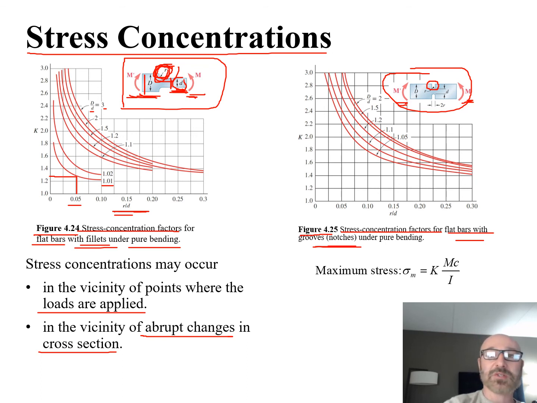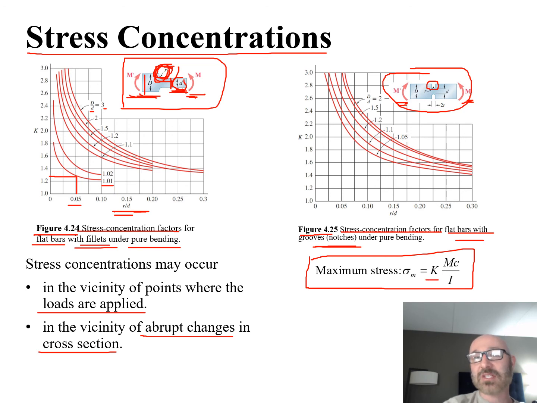And we can also calculate our max stress. Our max stress, sigma M, is equal to that stress concentration factor, the K value, times MC over I, which we've seen before. This is where these charts come in, and we can figure out our geometries based off of these charts and get it just about right. This is great in a design process, especially as we're making these test samples to maybe back out some material properties.